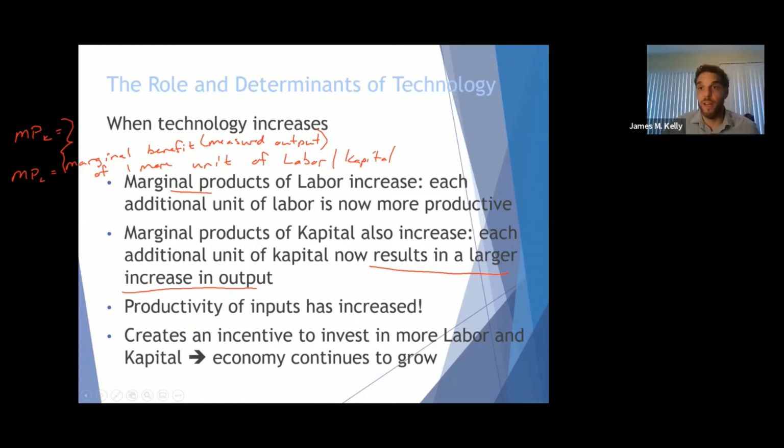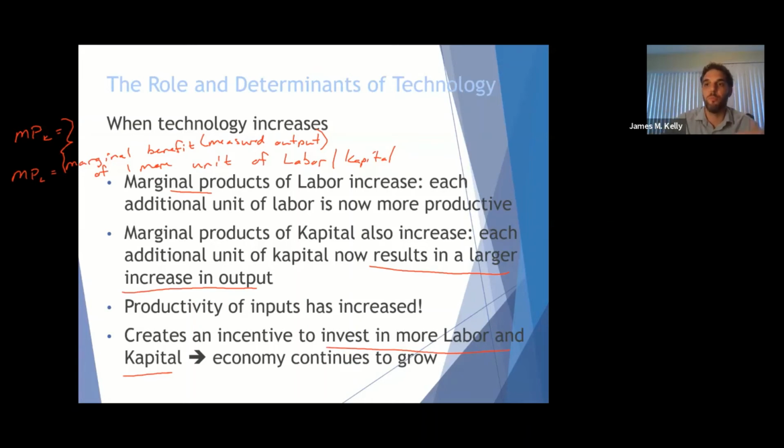which, if the marginal benefit of something goes up, marginal cost presumably stays the same. So we'll say that the cost of capital and labor stays relatively the same. Well, if the marginal benefit goes up, that creates an incentive to invest more in labor and capital. Marginal benefit of something goes up, marginal cost stays the same, you do more of the activity. Well, the activity in this case is hiring workers and investing in capital.